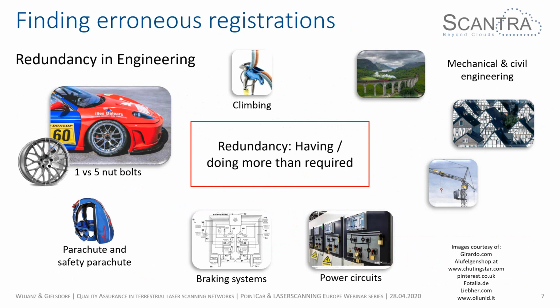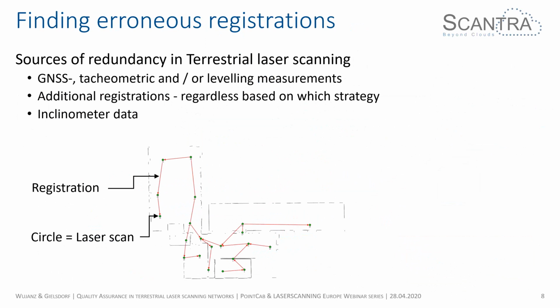So let's go to laser scanning. You can see, first of all, there's a small picture of a scanning network, and I will use the same notation throughout the talk. Whenever you see a circle, that's highlighting the location of a laser scan. Whenever you see an arrow, it means this is a registration between two scans. So this is roughly what we're going to talk about: networks and how they can be designed.